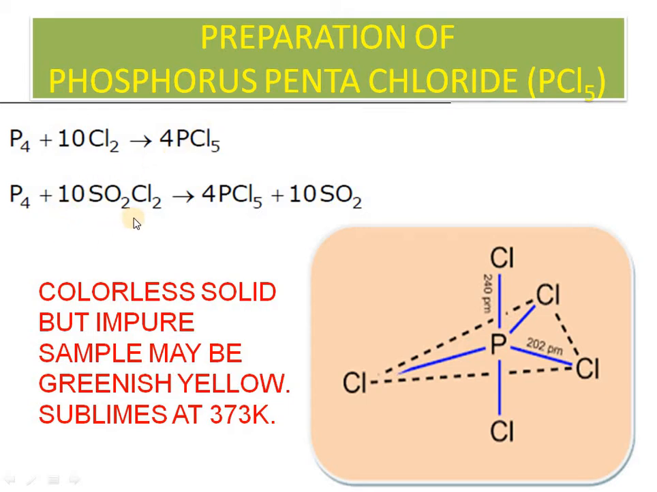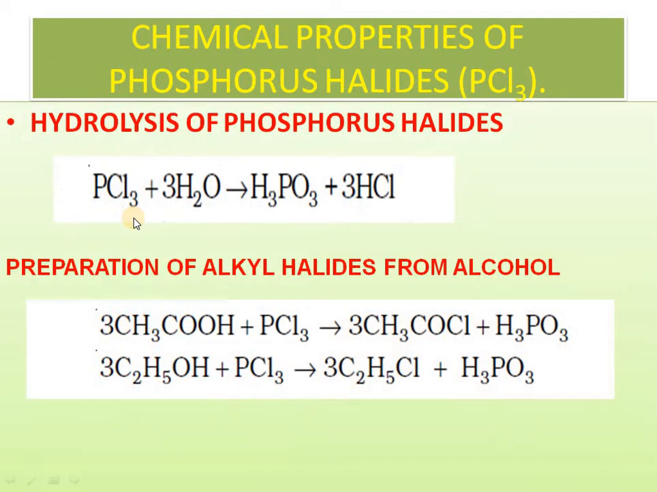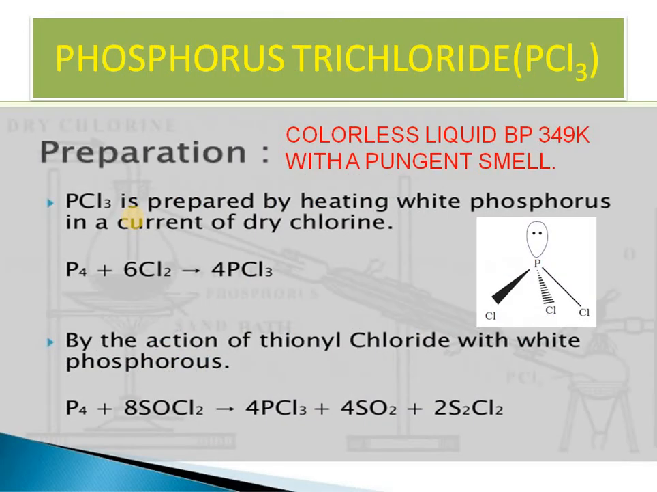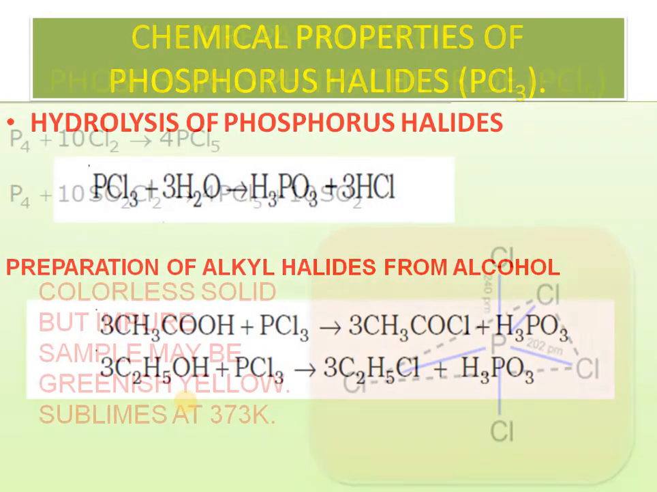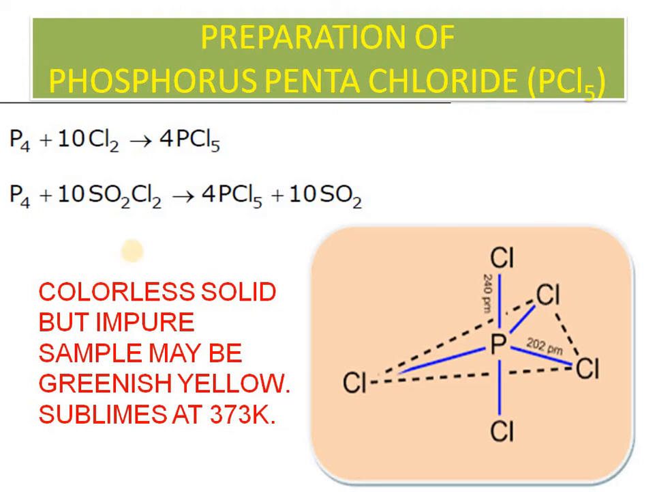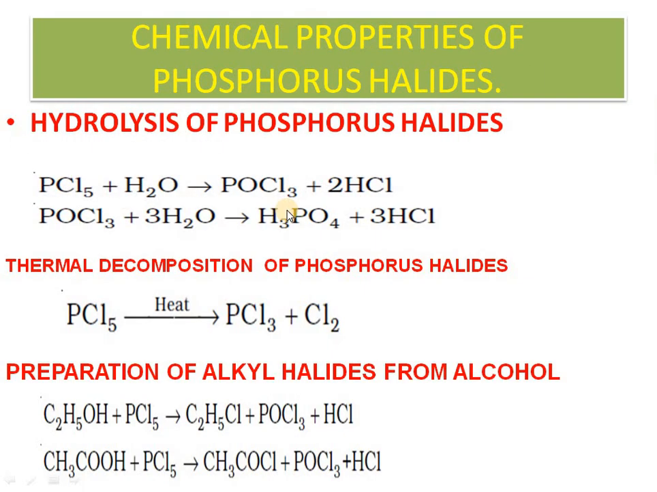Similarly, previously, if you remember, we have taken SOCl2, but in the PCl5 preparation we have not taken SOCl2, we have taken SO2Cl2. So please remember this, don't forget, there is a point of confusion. PCl5 plus sulfur dioxide will be formed. Okay. So now the next point is hydrolysis.